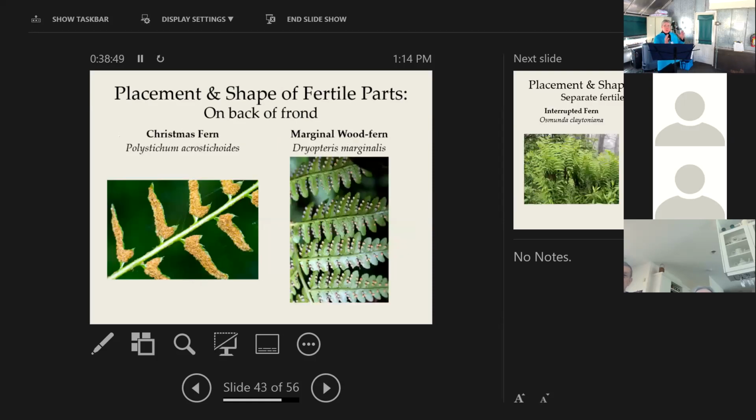Christmas fern, the sori are packed densely into rows. In fact, its scientific name, Polystichum, means many rows, many stitches. So densely packed, and again, like that rock fern, only on the upper portions of the fern frond, not on the lower pinnae. Marginal wood fern, one of the Dryopteris, you can see here that the sori develop right on the margins of the pinnule. Makes it a very easy fern to identify when you see that.